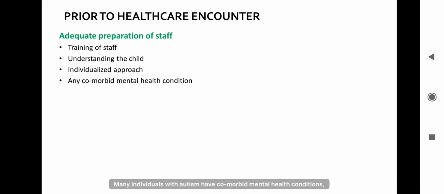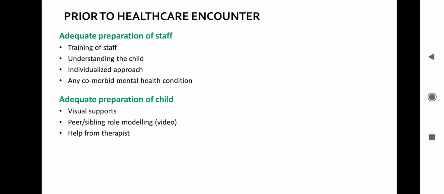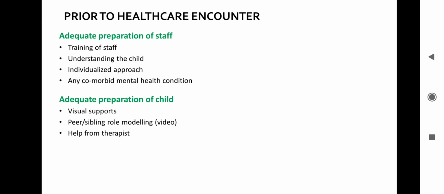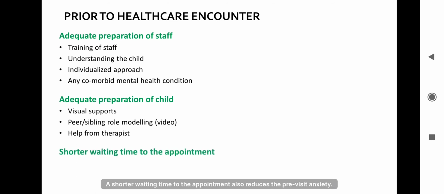Many individuals with autism have comorbid mental health conditions such as anxiety and depression. It would be important to know this beforehand. The child can be prepared for the visit with the use of social stories, visual supports, for example, visual schedule, first-then board, peer role modeling via a video, etc. A child life therapist or play therapist or occupational therapist trained in interacting with a child with autism can also help to prepare the child prior to the encounter. A shorter waiting time to the appointment also reduces the pre-visit anxiety.